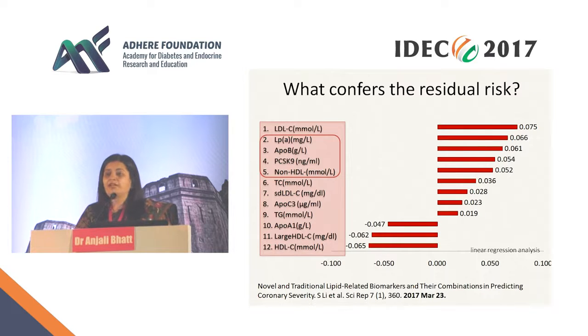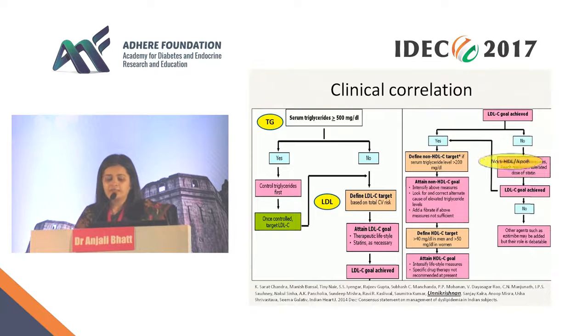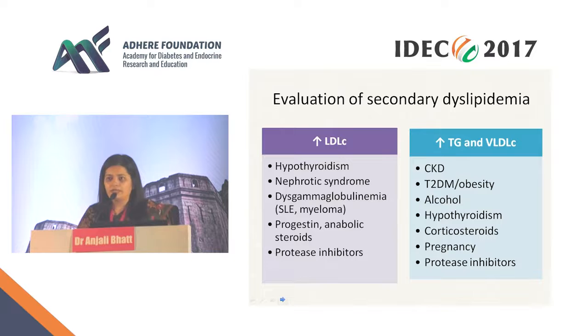A very beautiful trial was published just last month, saying what apart from LDL confers this risk. And they found that equally important are lipoprotein(a), PCSK9 and non-HDL. We are going to talk about it in short. So we saw that minimally we need triglycerides, we need HDL. To extend the clinical evaluation, we can have non-HDL and ApoB if it is possible for you.